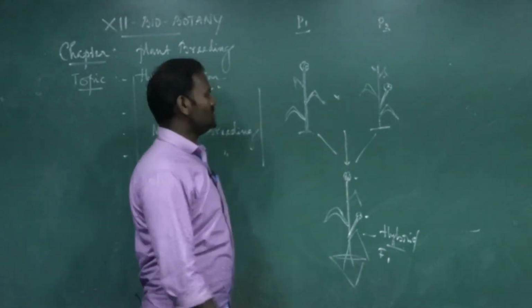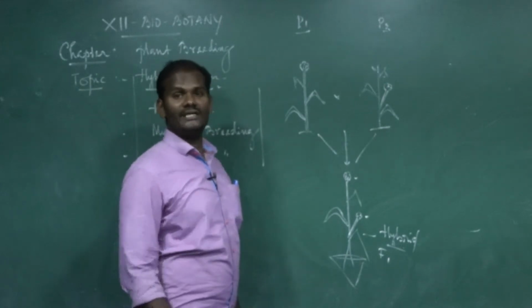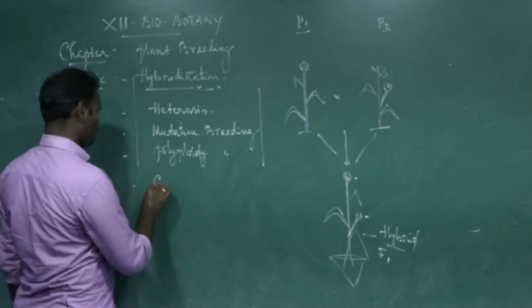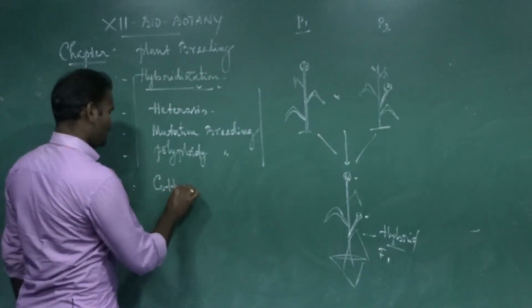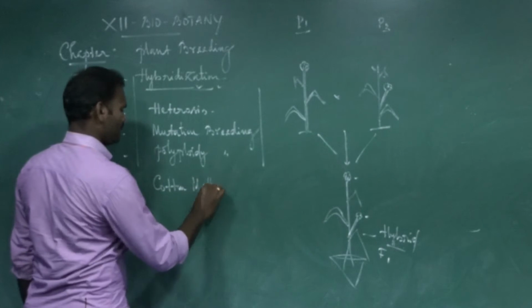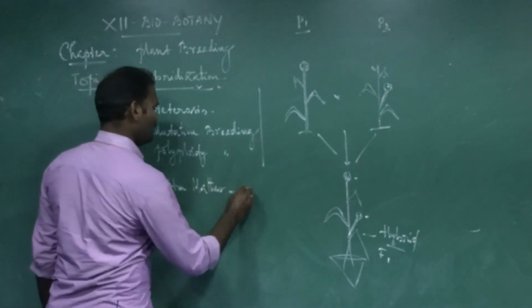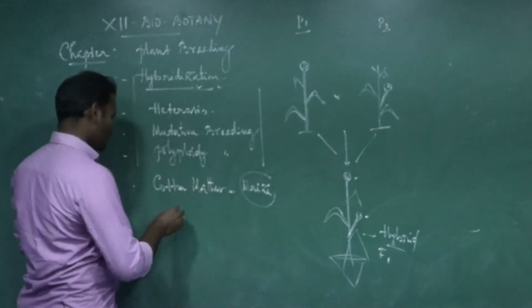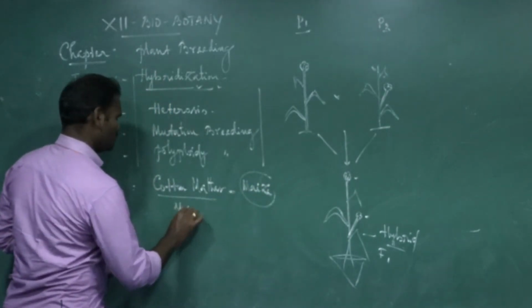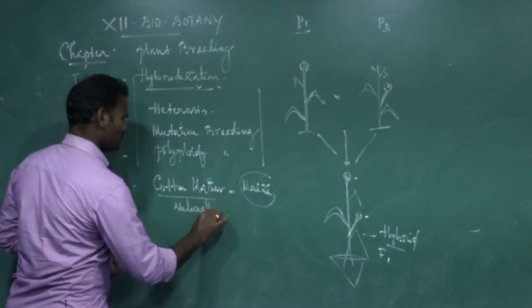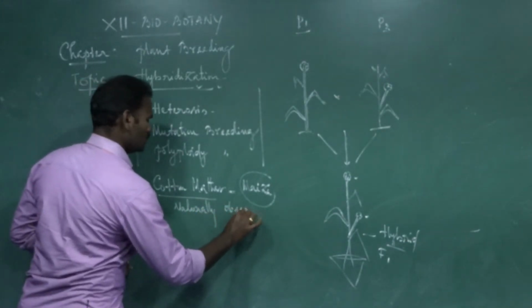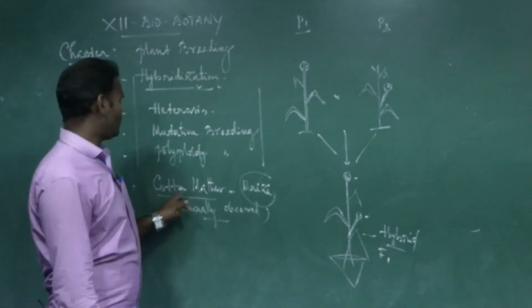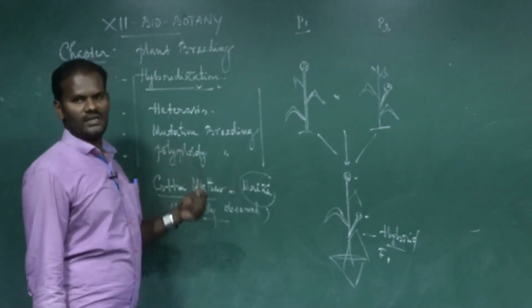So hybridization occurs naturally. Naturally, it was first observed by the cotton method in maize plants.